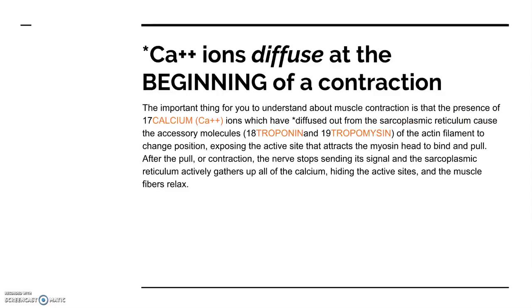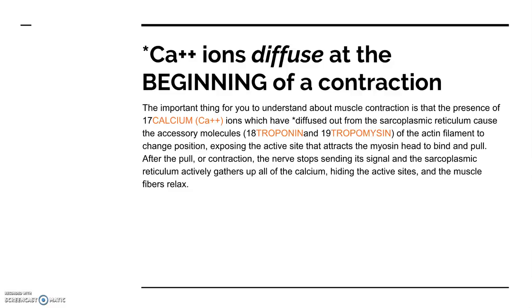The important thing for you to understand about muscle contraction is that the presence of calcium ions, which have diffused out from the sarcoplasmic reticulum, cause accessory molecules, which are troponin and tropomyosin, of the actin filament to change position, exposing the active site that attracts the myosin head to bind and pull. After the pull or contraction, the nerve stops sending its signals, and the sarcoplasmic reticulum actively gathers up all the calcium, hiding the active sites again, and the muscle fibers then relax.